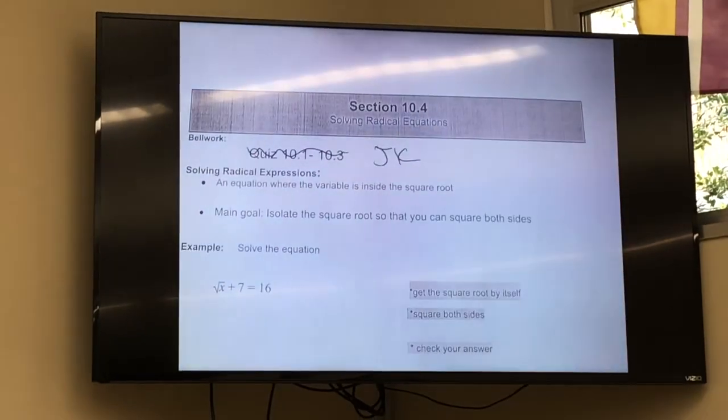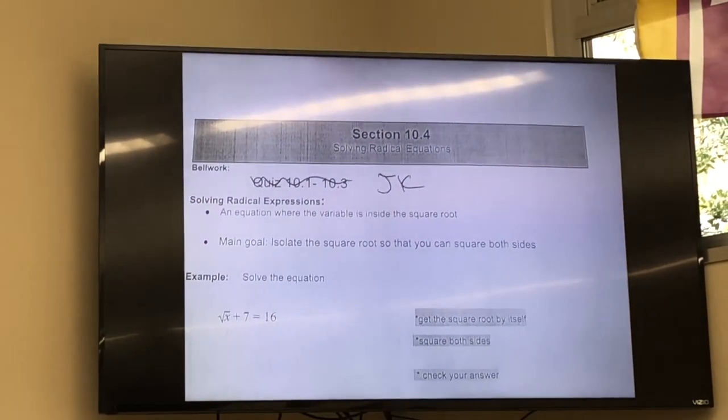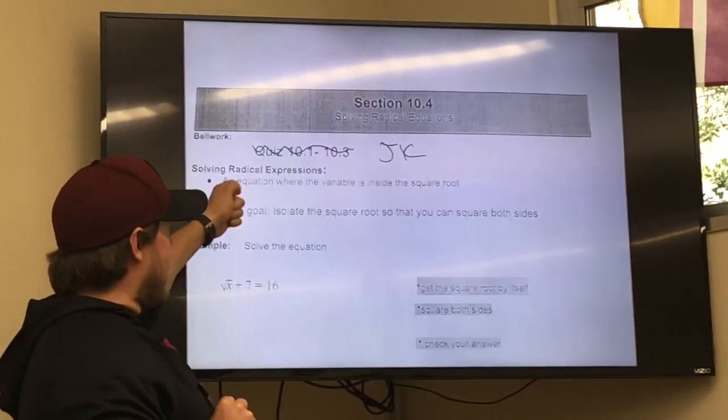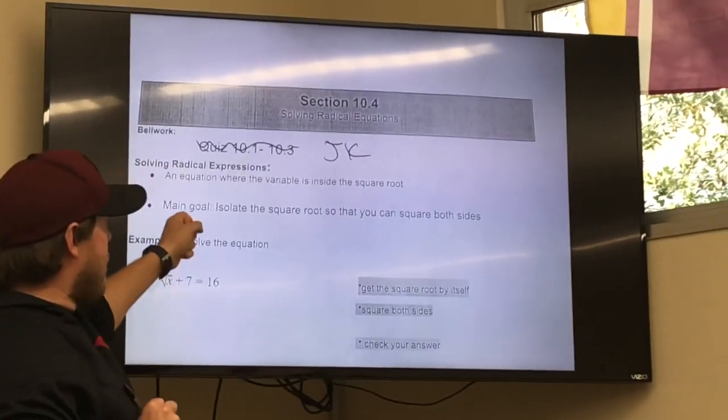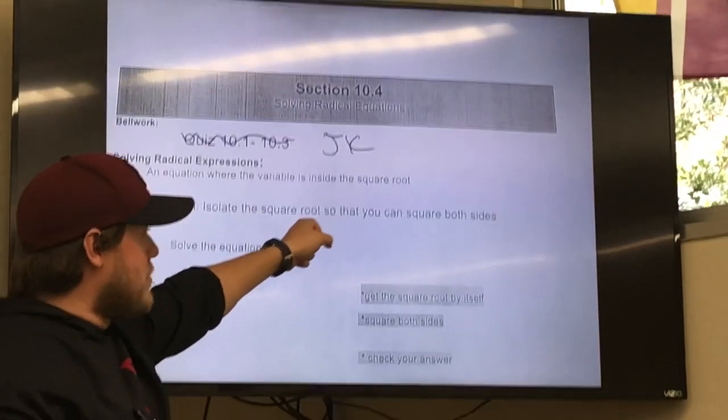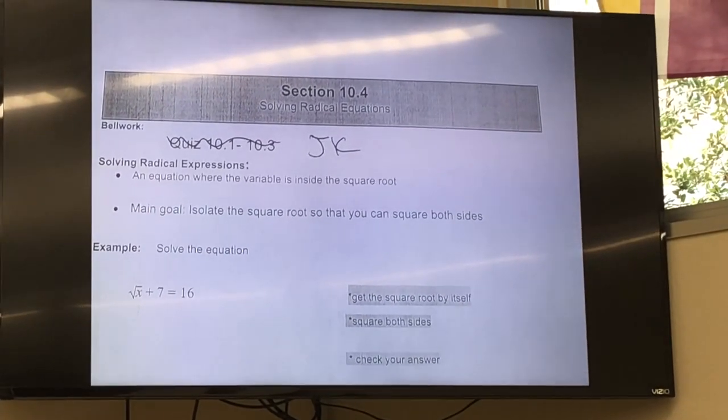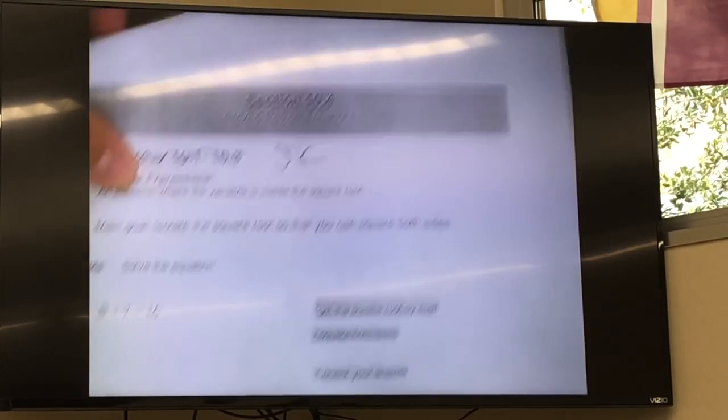So no quiz here. All right, solving radical equations is when an equation has the variable inside of the square root, and our main goal is to isolate the square root so that you can square both sides. So those are our key points.